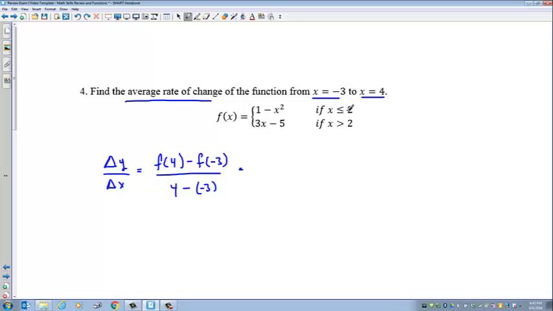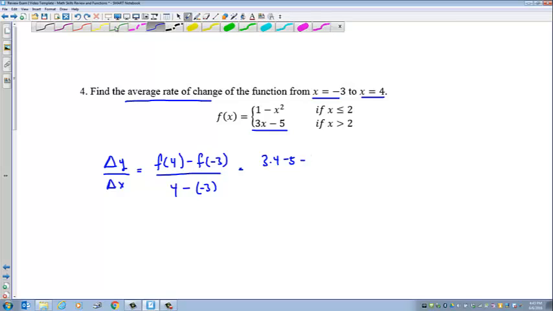And because 4 is not less than or equal to 2, you're going to plug it in the bottom because 4 is bigger than 2. So we'll plug it in here. And so we'll get 3 times 4 minus 5. And then minus, let's switch colors here. We want to do f of -3.